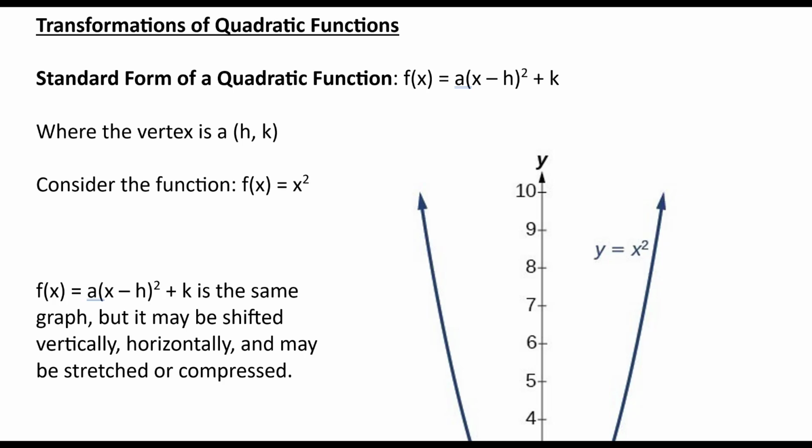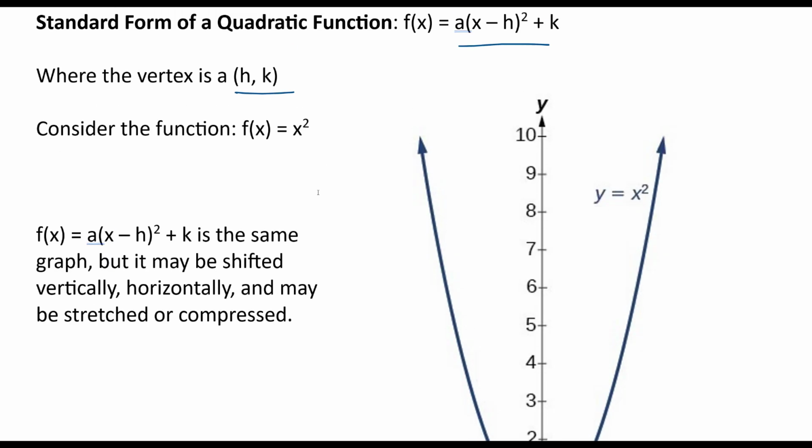Now we'll look at transformations of quadratic functions. So the standard form of a quadratic function is f of x equals a times x minus h quantity squared plus k, where our vertex is at (h, k). Now, I wanted to bring that back into the thought process here.